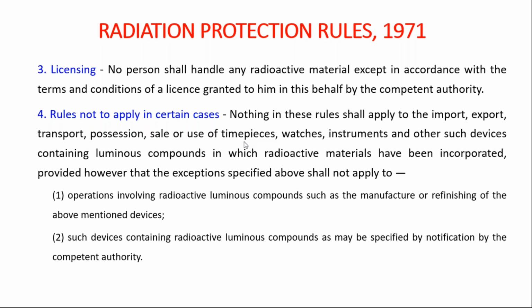Operations involving radioactive luminous compound, such as manufacturing or refinishing of the above mentioned devices, and such devices containing radioactive luminous compound as may be specified by notification by the competent authority. So these luminous compounds can be an exceptional item where you are going to use them for some activities, which may be a manufacturing or refinishing activity. So these are some examples of these exceptional cases.